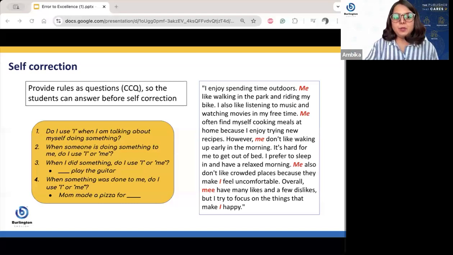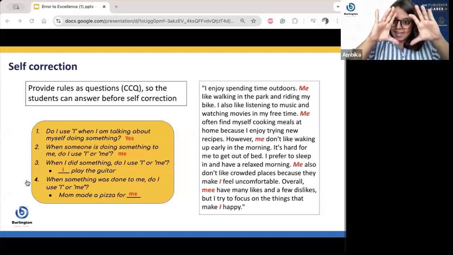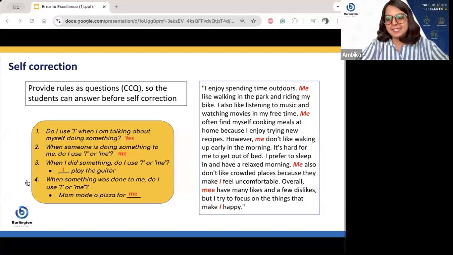correction. So when you give them a question like this, you get them to answer the questions in class, then give them the question as a rule book to correct their answers. So there you're facilitating self-correction. You're not doing the correction, but you're facilitating them to correct it.